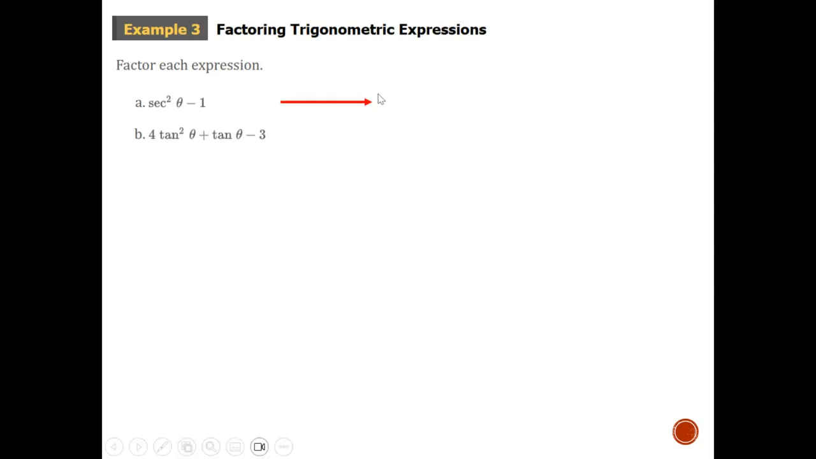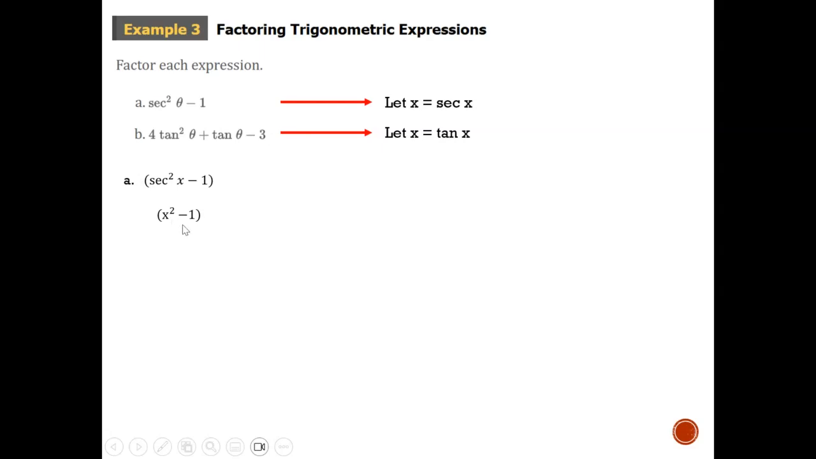Okay, I'm going to let x be secant x. Then for b, I'm going to let x be tangent x. Okay, so if x is equal to secant x, for the a part, it's going to give us x squared minus 1.